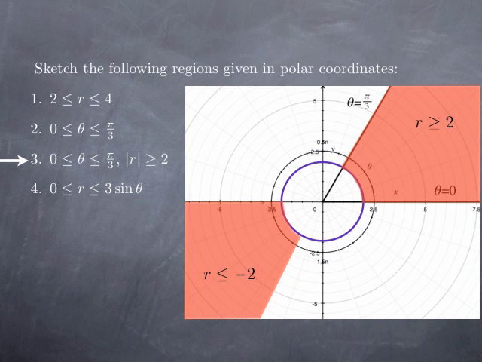whereas in the third quadrant that corresponds to r less than or equal to negative 2, because this part of the region theta between 0 and pi over 3 in the third quadrant corresponds to r negative, as we have seen. So for instance, if instead of absolute value of r we had just r greater or equal to 2, then we would just get the first quadrant part of this region.